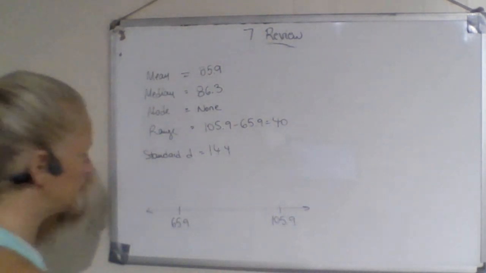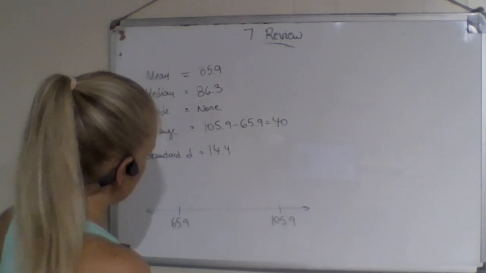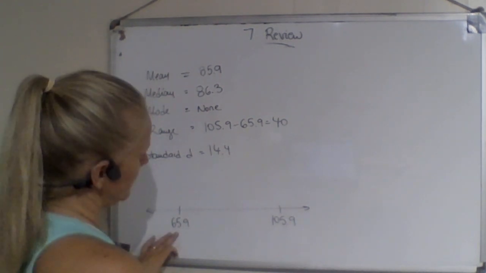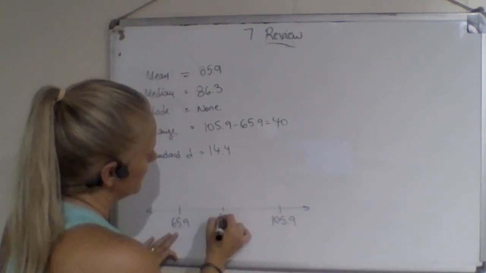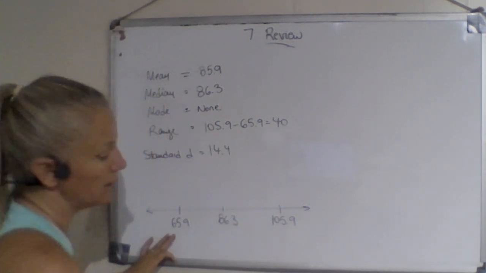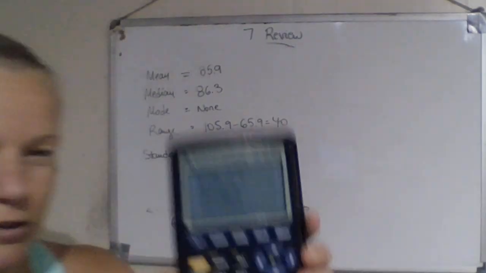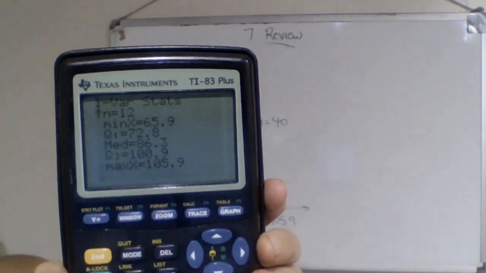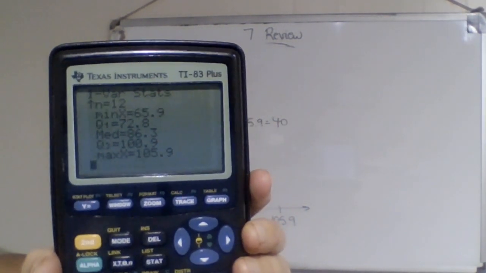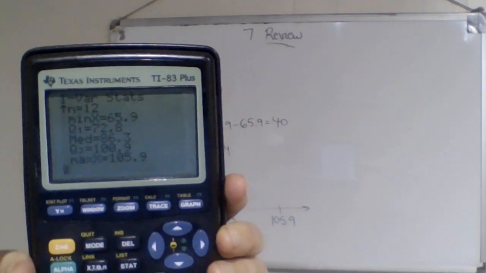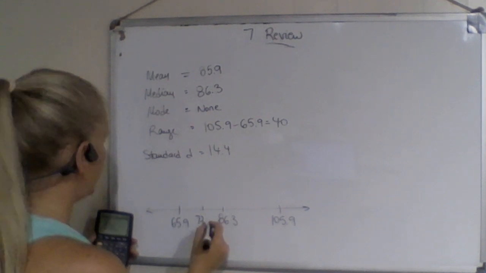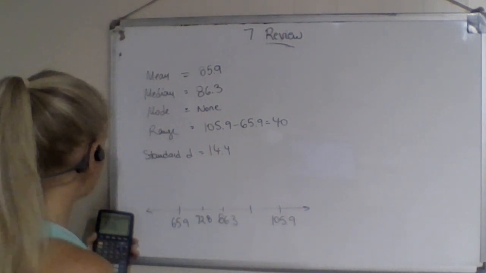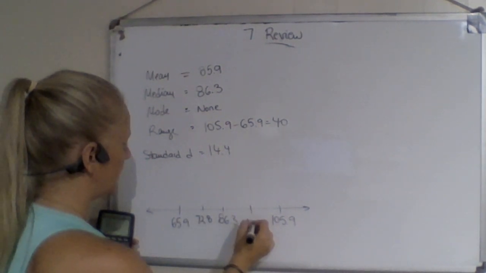I need my median, which is 86.3. I think in this case, it's almost right in the middle. 86.3, that's my median. And then your calculator also gives you Q1 and Q3, the lower quartile and the upper quartile. Q1 is the lower one, the smaller value, 72.8. The next one is the higher quartile, which is 100.3.